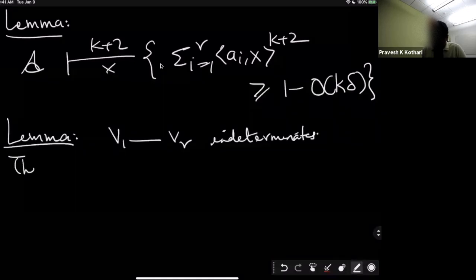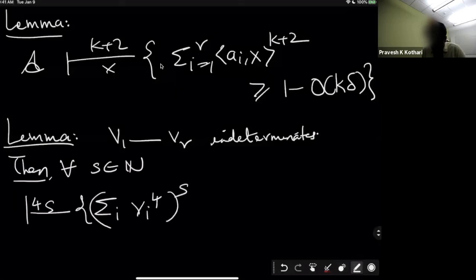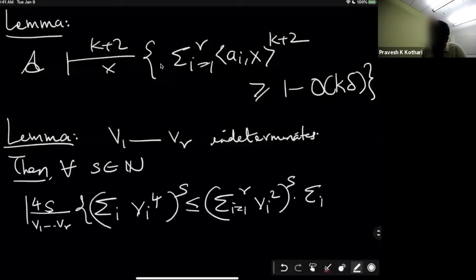Then for all integers S, there is a degree S sum of squares proof, unconstrained, that proves the following inequality: sum over i from 1 through R of vi to the 4, to the S, is at most the sum over i from 1 through R of vi squared, to the S, times the sum over i from 1 through R of vi to the S.